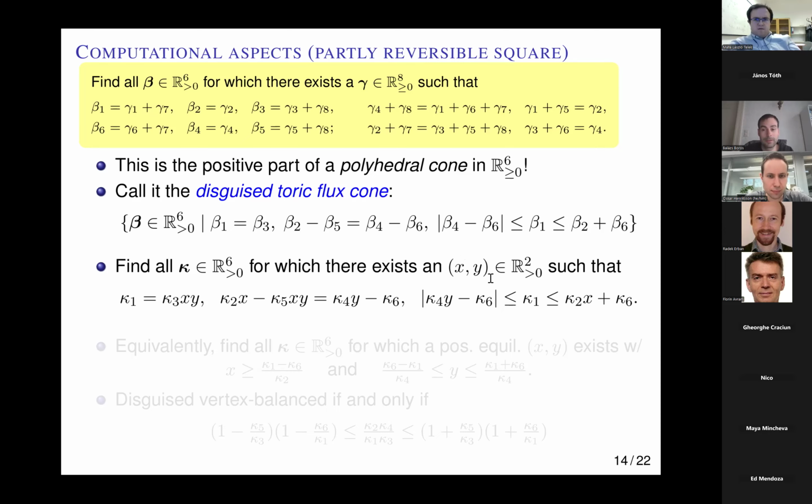This is going to be my positive equilibrium, for which I need to substitute everywhere in the fluxes my rate constant times monomial things. So I still do need to solve a quantifier elimination problem. It is, of course, a nonlinear quantifier elimination problem, but I do claim that this is something much simpler than the original one was.